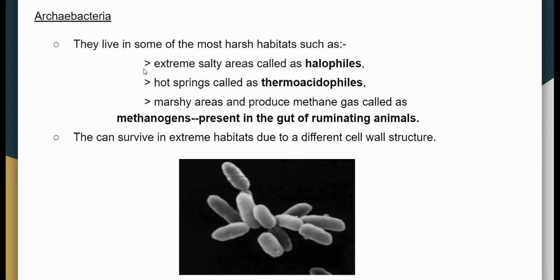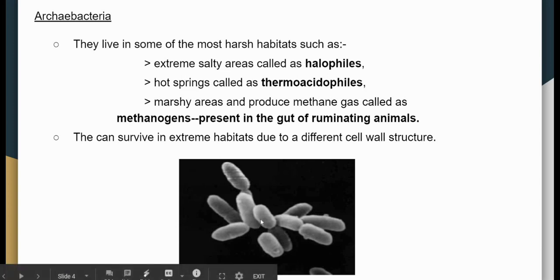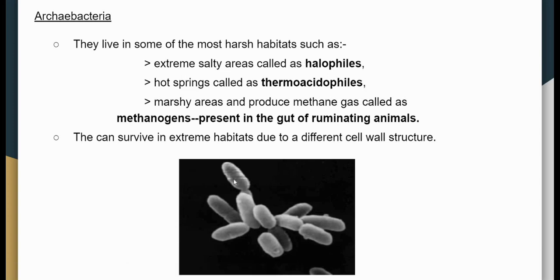That cell wall is very much protective, very much hard, and it protects them from all these harsh conditions, so they are surviving under those harsh conditions. This diagram shows what an archaebacterium looks like: just a single cell with no well-defined nuclear structure. They don't have a proper structure.